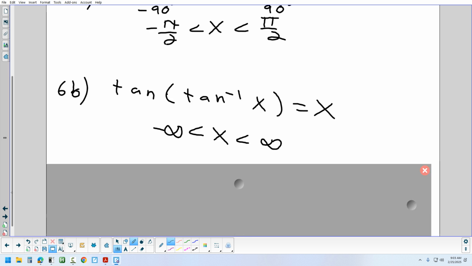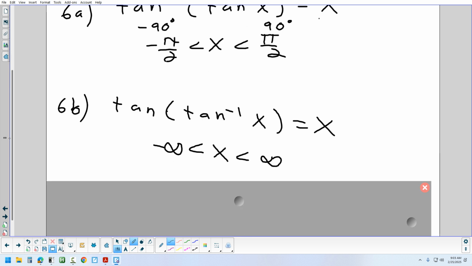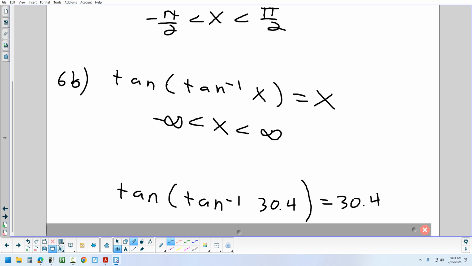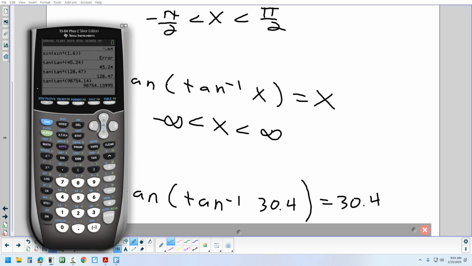All right, so that's those formulas. And now I'll just ask you a question. The tangent of the inverse tangent of 30.4, will that come out to 30.4? Yes, because that's formula 6b. That always will work. And if you actually tried that, I think 30 is small enough that the calculator wouldn't have any accuracy issue. You would get 30.4. I did one even bigger. I did 45 and it worked. But when you start to get into like tens of thousands, the calculator does a little bit of rounding.